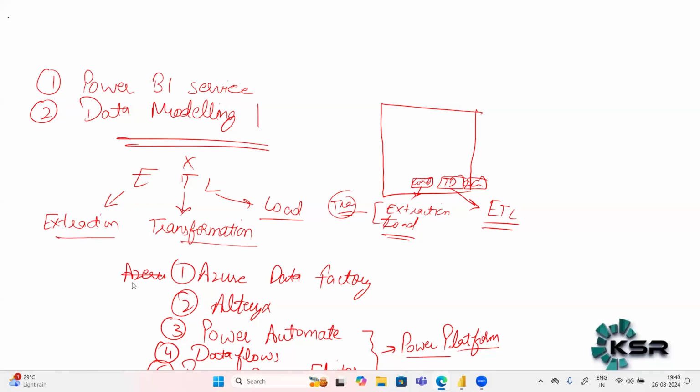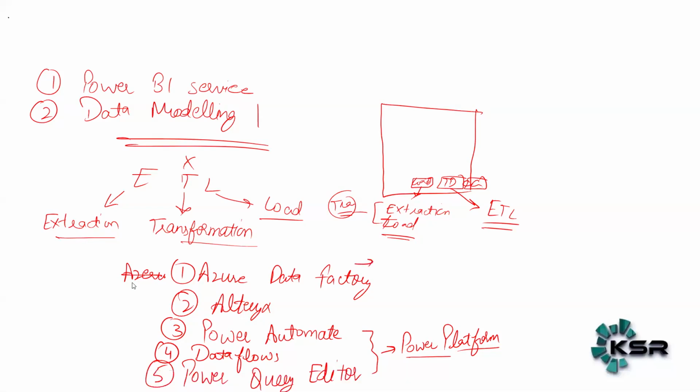So basically these are the tools with which we can achieve the ETL process: extraction, transformation, load. Azure Data Factory comes in the Azure portal. It is a product of Azure. Alteryx is a standalone application for that. You need to install it like Power BI, and then you work on that. You can achieve the ETL process using Power Automate, using dataflows, and similarly using Power Query Editor.